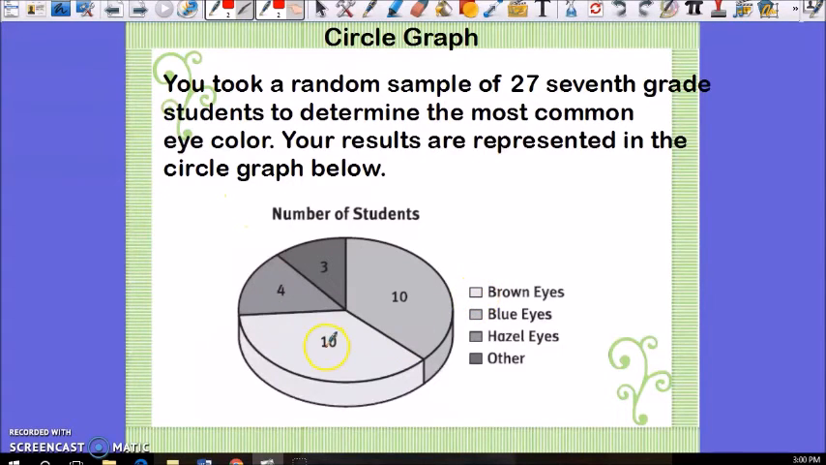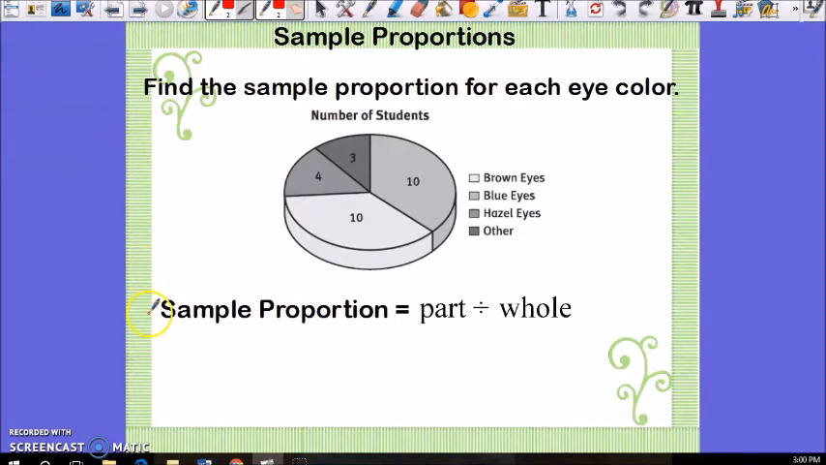So this color represents 10 brown eyes. This color represents 10 blue eyes. This is for Hazel. This is 3. That represents other. So we're going to find the sample proportion for each eye color. You should write this down. Sample proportion is equal to part divided by whole. You remember when we did proportions a few months ago? Part over whole? It's the same thing.